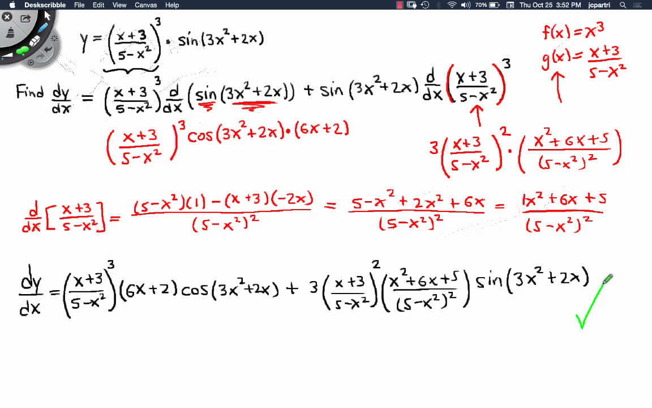And that is the instantaneous rate of change of the function.